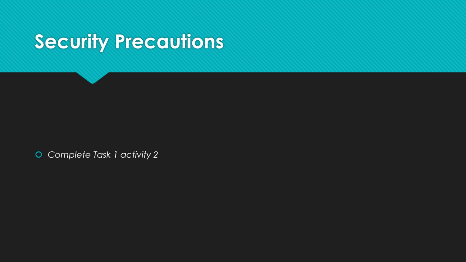Okay, now if you go back to your workbook and complete task 1 activity 2, that'll ask you to go to a website, a bank's website or some sort of credit card agency's website, and ask you to find out what precautions they recommend. I've obviously gone through the RBS one, so don't do that. Pick a different bank. Okay, thank you.